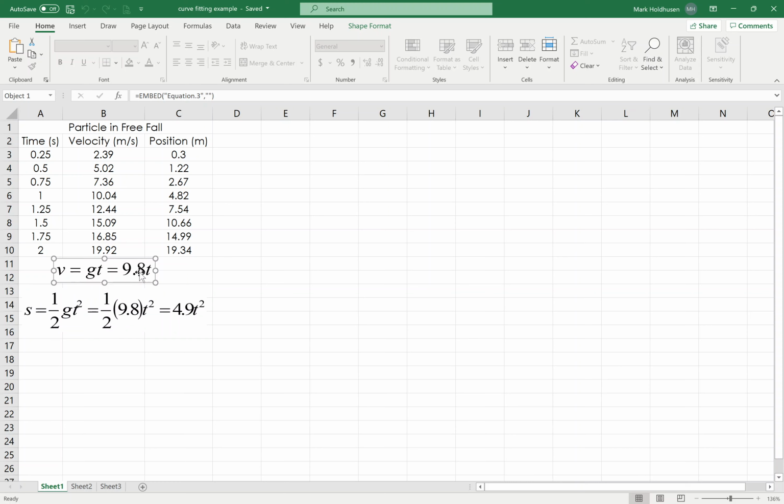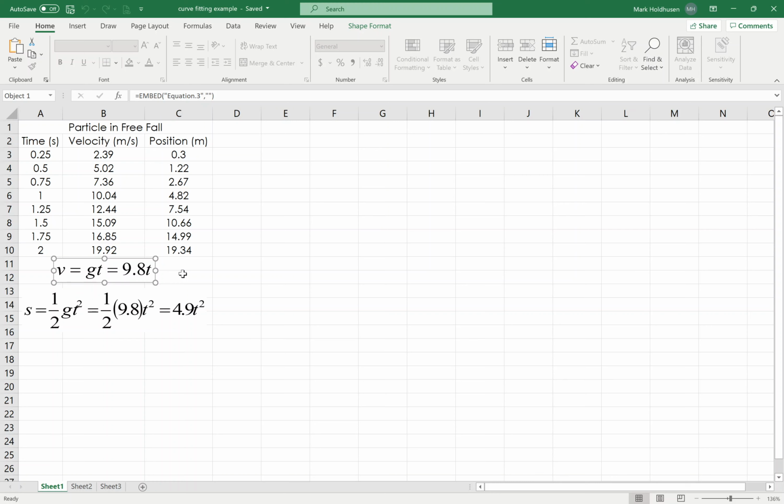Okay, and you don't need to understand where these equations come from, but just know that the velocity is determined as the acceleration due to gravity times the time, and the position can be found by 1/2 that acceleration due to gravity times time squared. And the acceleration due to gravity is 9.8 meters per second squared. Again, that's a common thing you'll learn in physics if you don't know that already.